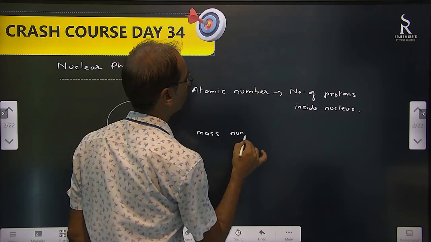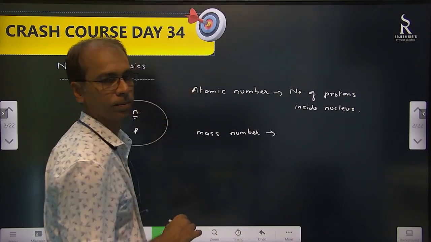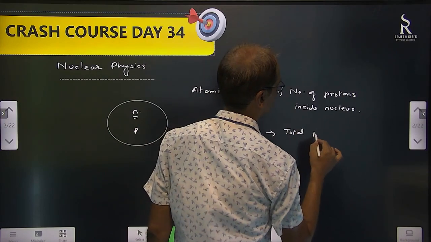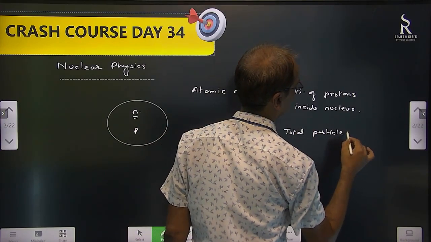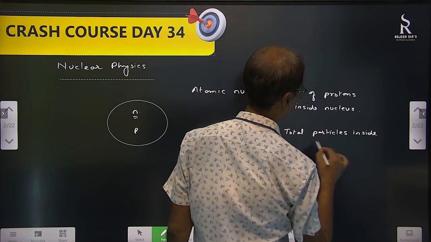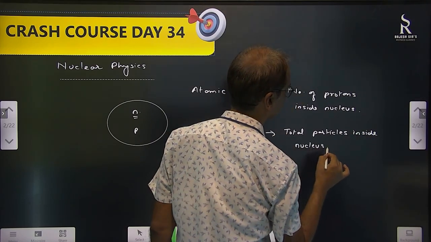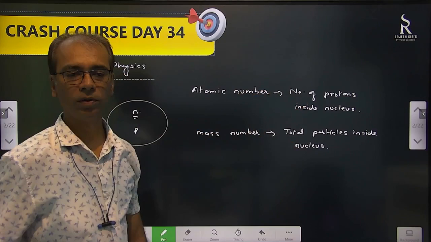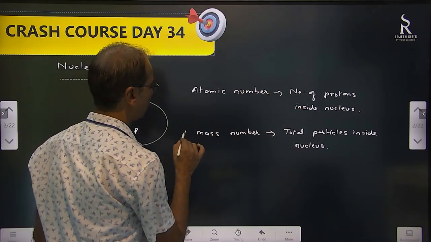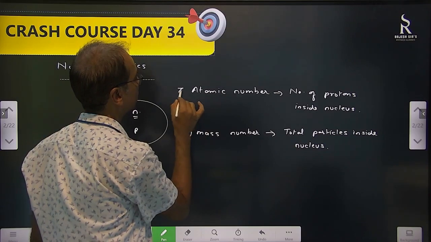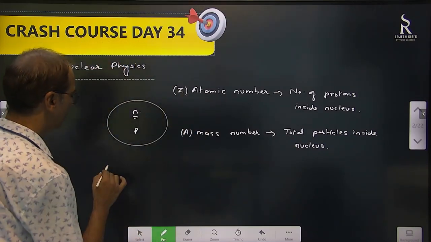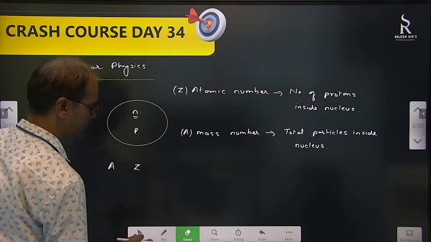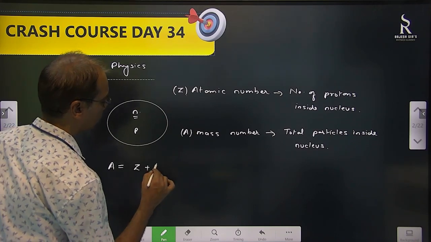Mass number means the total number of particles inside the nucleus. That means this mass number is the total number of protons plus the total number of neutrons. We represent mass number with A and atomic number with Z. So A is equal to Z plus the number of neutrons.